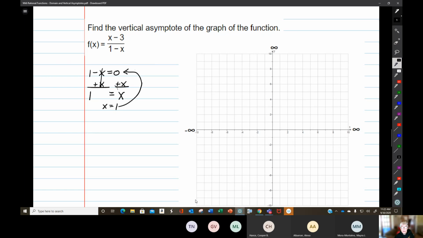So that's the number that has to be taken out of the domain, because x cannot equal 1, or you would have 1 minus 1, which is 0. What would you have? If x equaled 1, you would have 1 minus 3, which is negative 2, over 1 minus 1, which is 0. That's not defined. Okay, it's undefined.